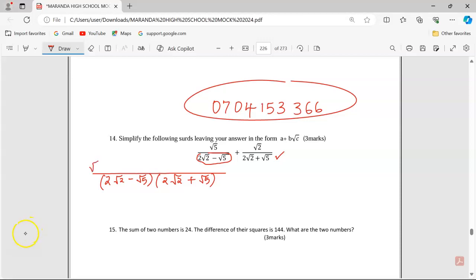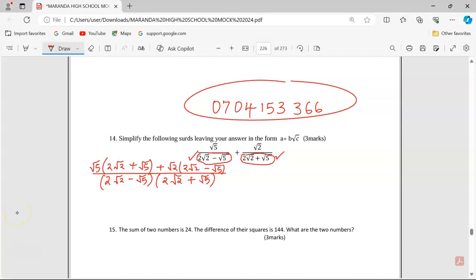So it will be root 5 multiplied by 2 root 2 plus the root of 5. Then the next will be plus. We again divide the LCM by the second denominator such that we remain with the first one here. So it will be now multiplied by the numerator. So the root of 2 multiplied by 2 root 2 minus the root of 5.